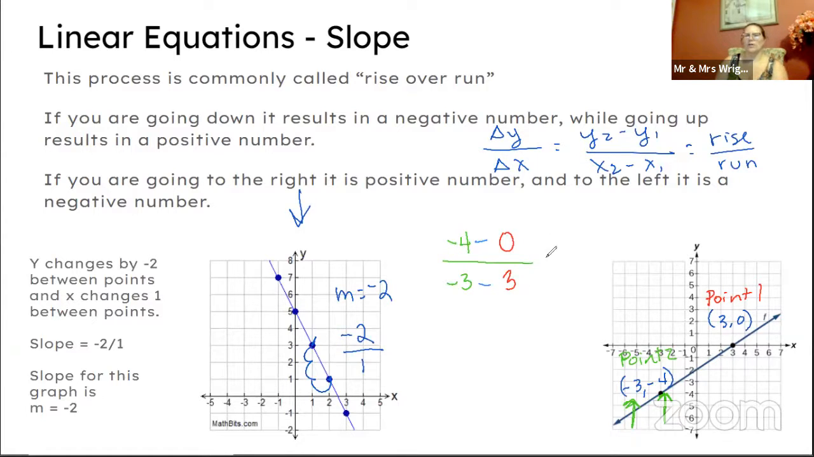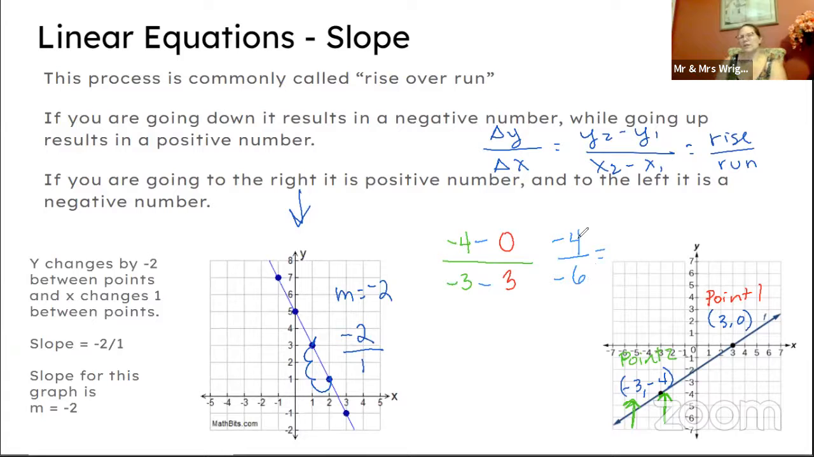Okay, so let's look at the answers now. I've got negative 4 minus 0 is negative 4. And negative 3 minus 3 is going to be negative 6. Negative 4 over negative 6. Well, I've got two negatives here. What does that mean? That means I'm going to have a positive. If I have an even number of negatives here, that means my answer to a division problem is going to be a positive.